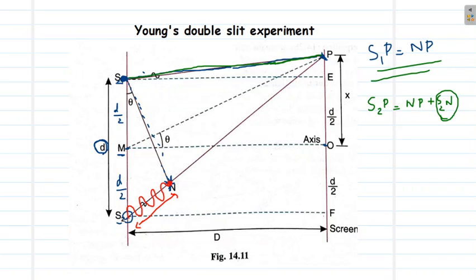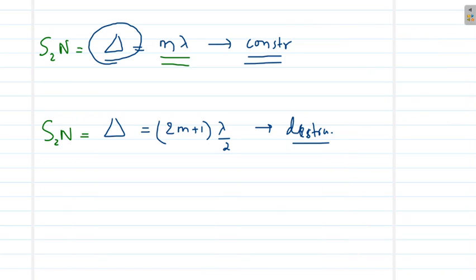So let us formulate an equation for this path difference, which is S2P minus S1P. That is the path difference, right? That is the extra distance travelled by the second ray. So we have delta is equal to S2P minus S1P, the path difference between the two rays.